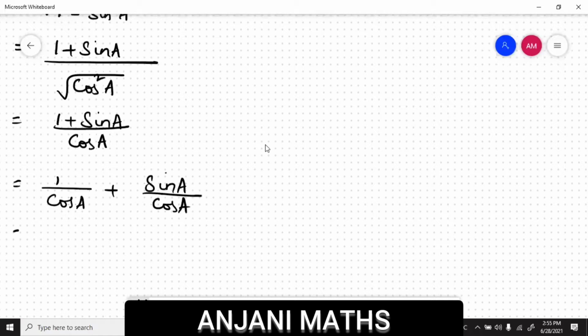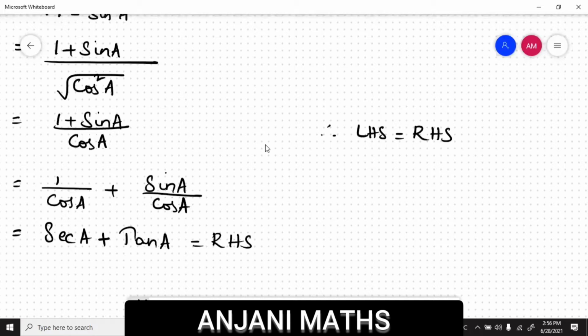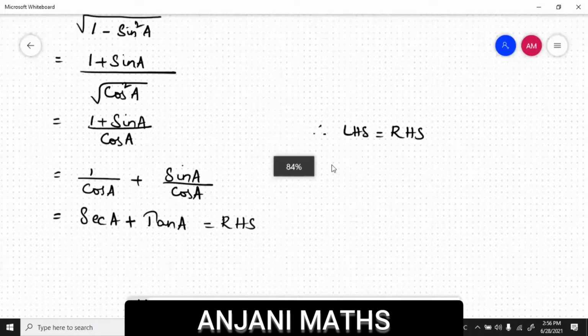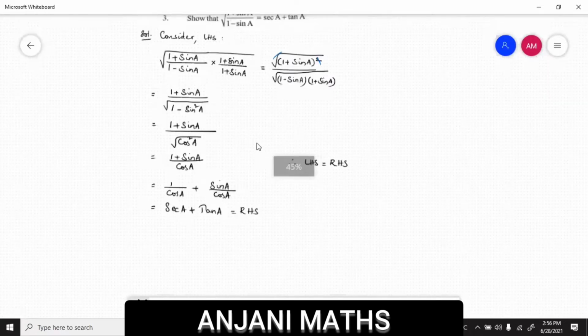So that is equal to, what is 1 by cos A? This is secant A plus what is sin A by cos A? It is tan A. So that is equal to right hand side. Therefore, left hand side is equal to how much? Right hand side. We have used only one trigonometric identity here. What is that? Sin square A plus cos square A is equal to 1. But we have taken 1 minus sin square A is equal to cos square A from that first trigonometric identity.